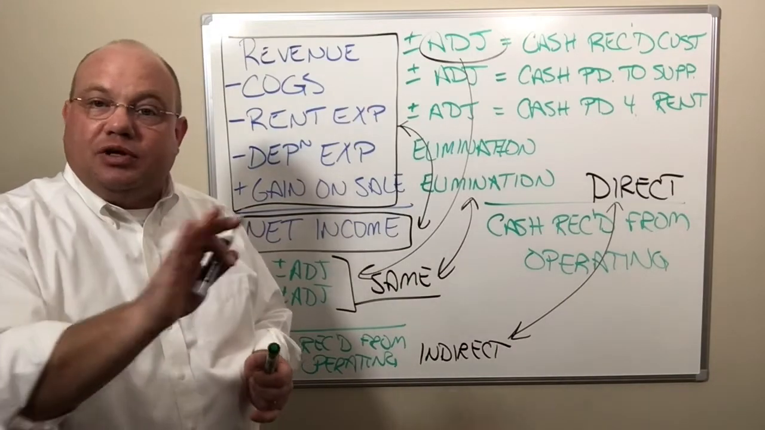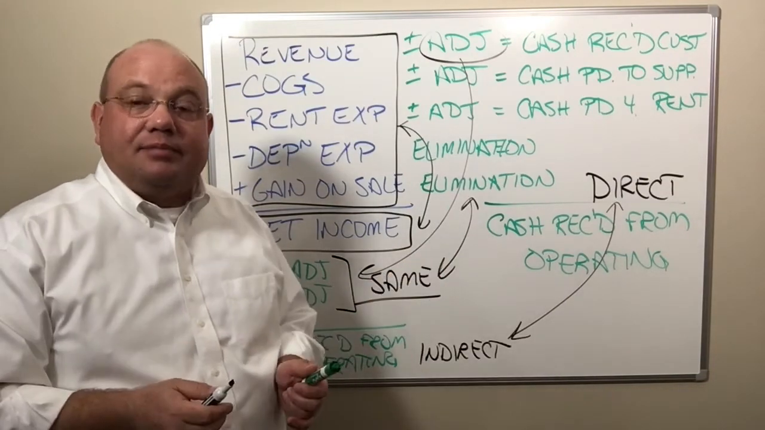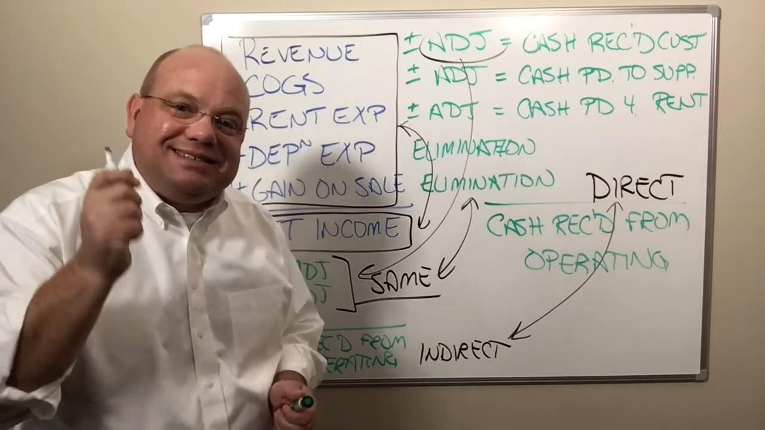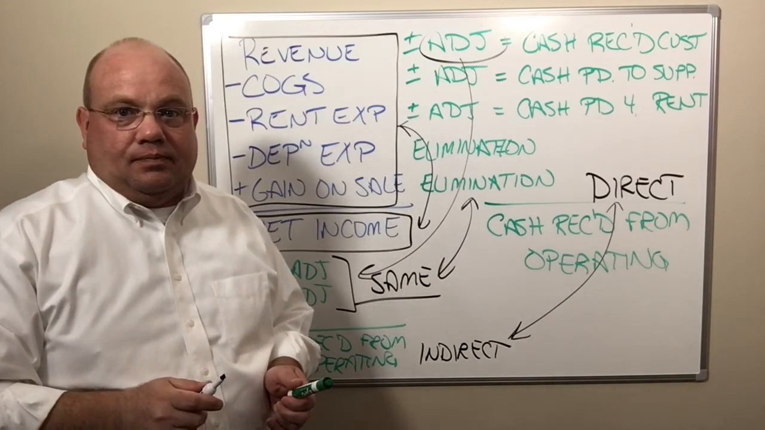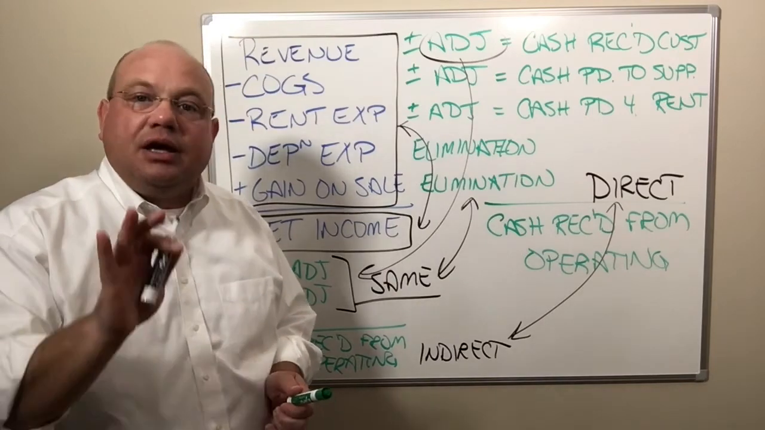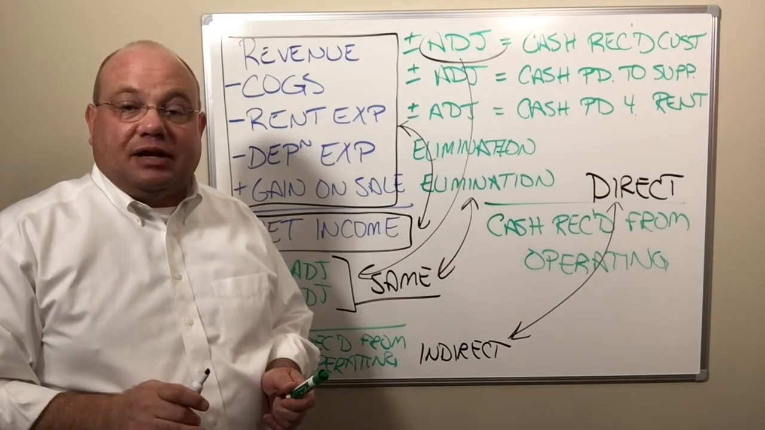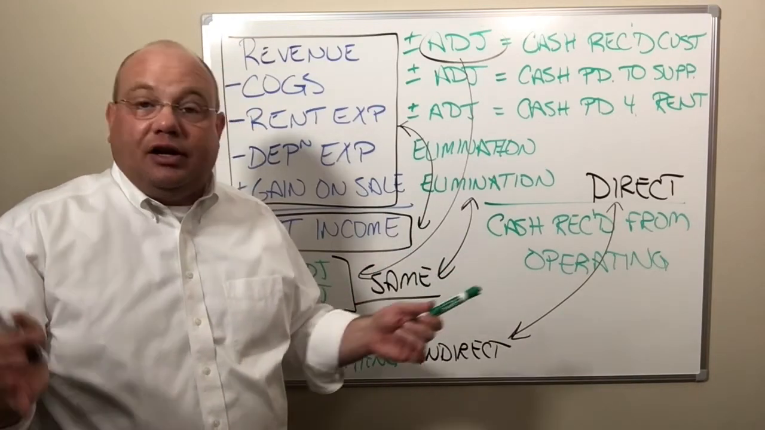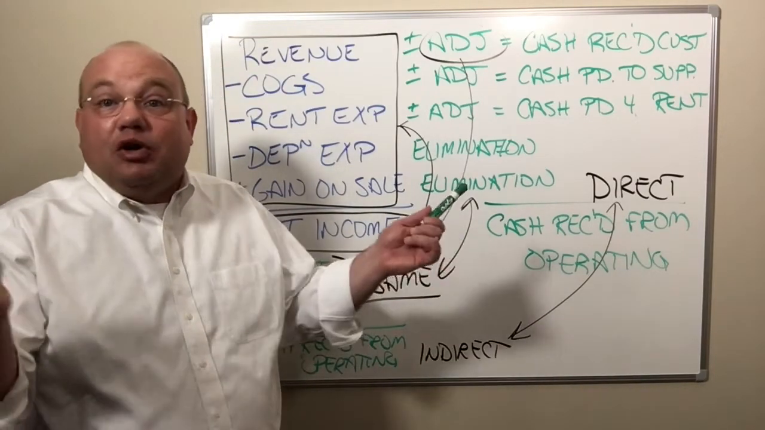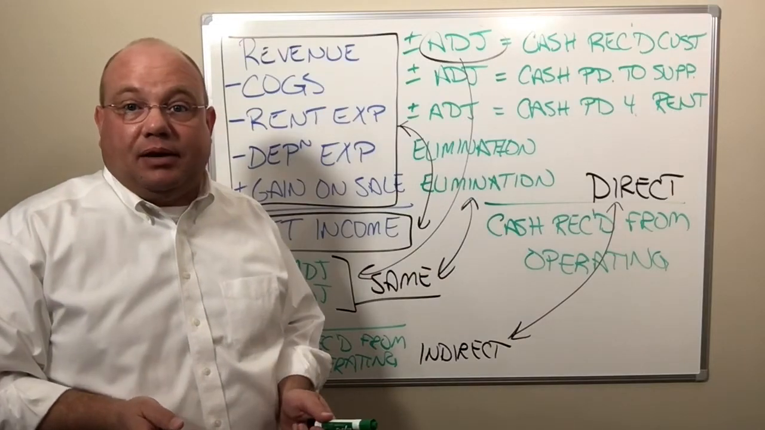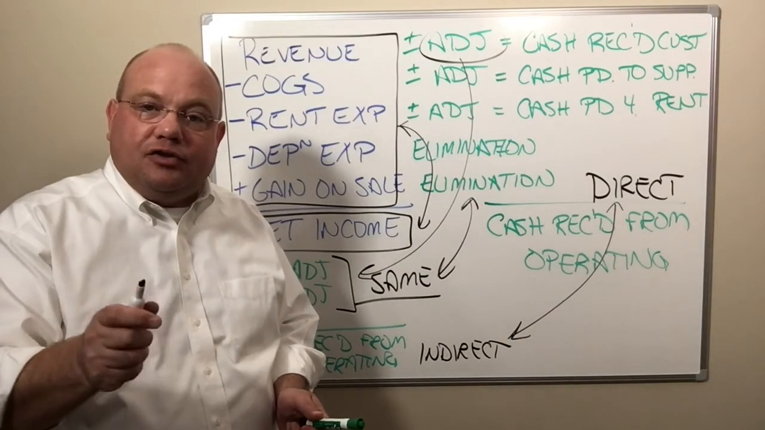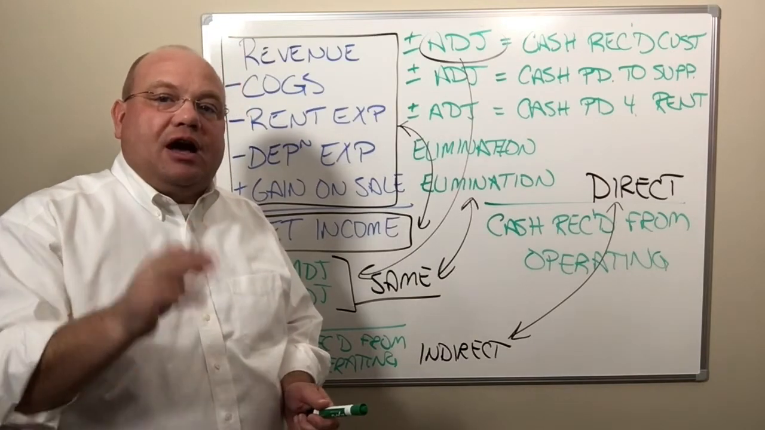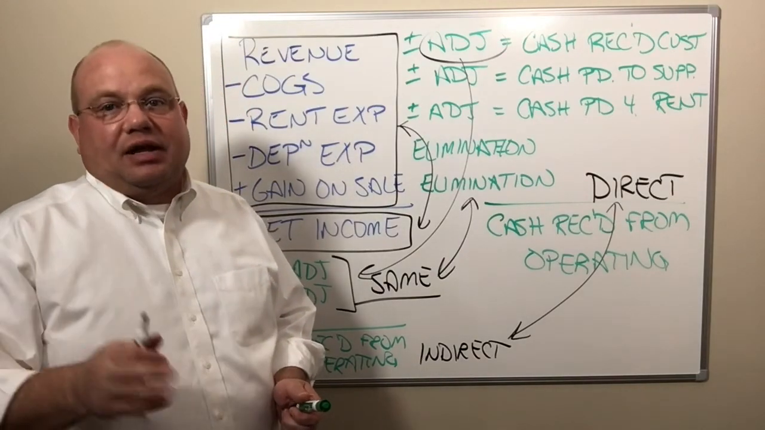The difference between the direct and the indirect method, I've said it a number of times already, is simply the presentation. Simply the presentation of the operating activity section of the statement of cash flows. Don't let it become more than that. Don't let it become more difficult than it already is. It's not that difficult, but we don't need to make it any more difficult than it needs to be. So the difference between the direct and the indirect method is simply in the presentation of the operating activity section of the statement of cash flows.